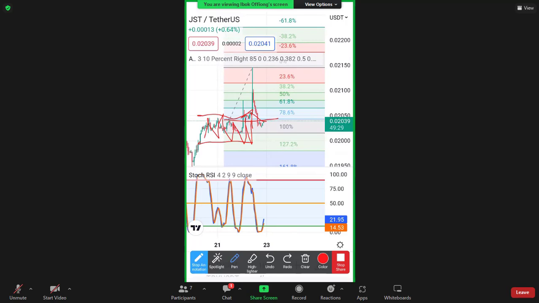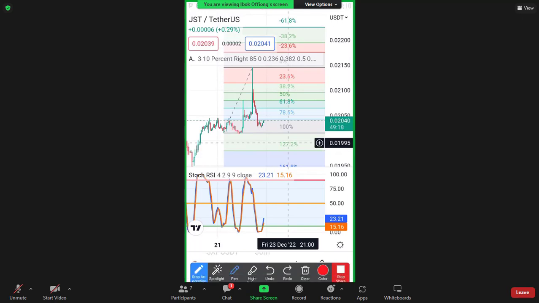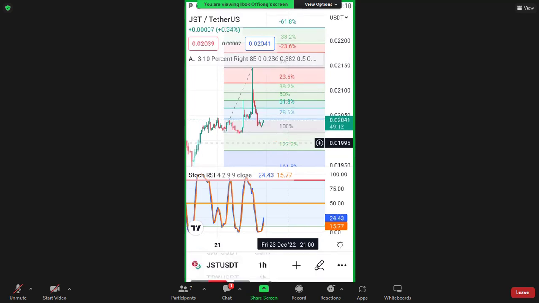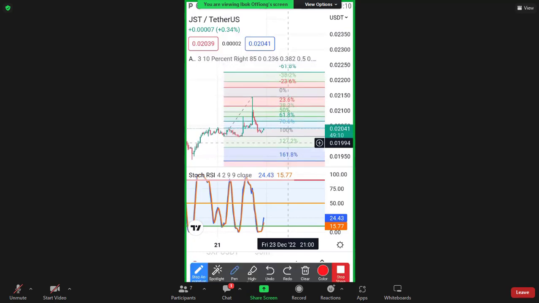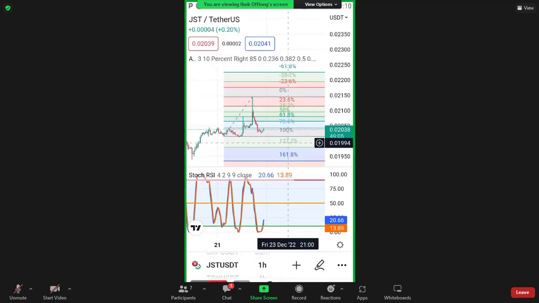Now, what auto Fibonacci does for you is to identify an uptrend or a downtrend. This is an uptrend. Why? Because once you see 100 at the bottom and 0 at the top, it is telling you that it is an uptrend. So how do you trade a coin that is on an uptrend? Now, you wait.